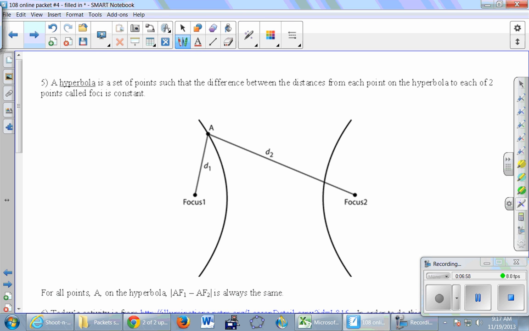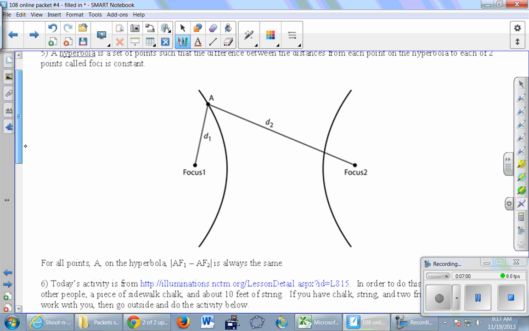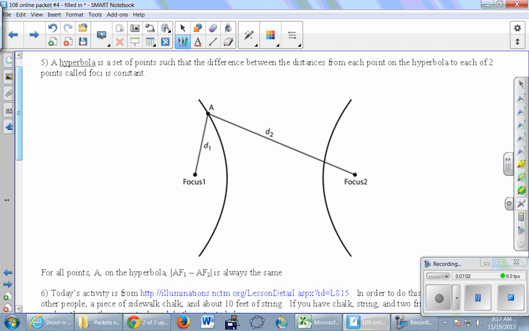Next page is the least familiar curve to us at this moment. A hyperbola is a set of points such that the difference between the distances from each point on the hyperbola to each of 2 points called foci is constant. Okay, so here we have one focus and another focus, and then some constant which doesn't really appear, at least not in an obvious way in this picture.